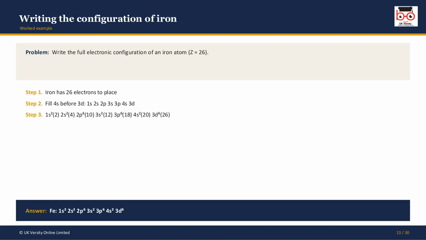Iron is a good test because it involves that 4s before 3d rule. Iron's atomic number is 26, so 26 electrons. We fill 1s, 2s, 2p, 3s, 3p, then 4s, and finally 3d. So 1s2 gets us to 2, 2s2 to 4, 2p6 to 10, 3s2 to 12, 3p6 to 18, 4s2 to 20, and then 3d6 brings us up to 26. So iron is 1s2, 2s2, 2p6, 3s2, 3p6, 4s2, 3d6.